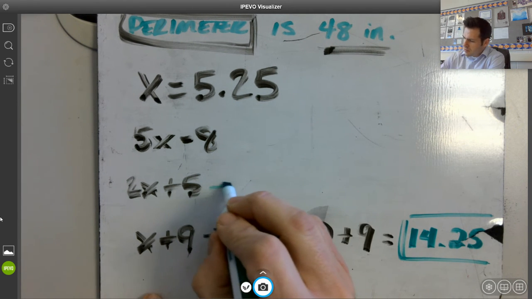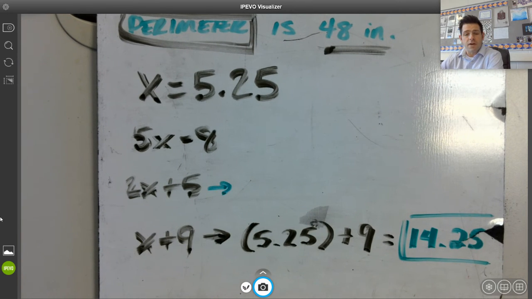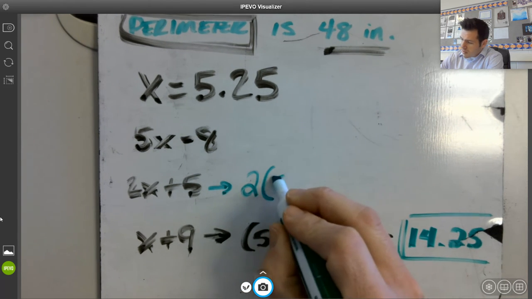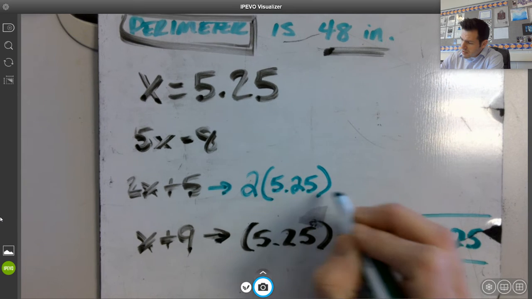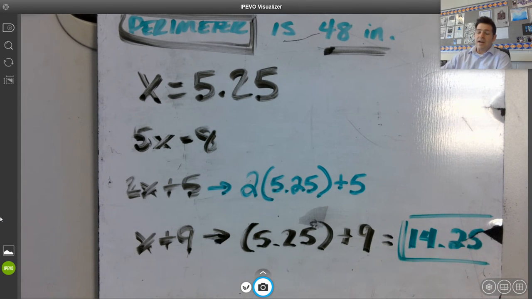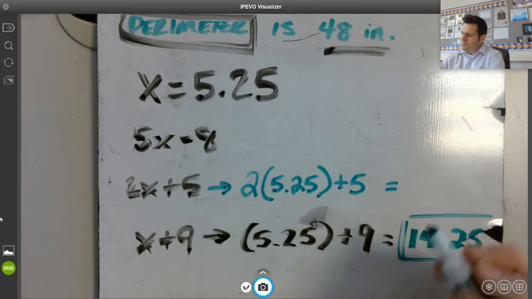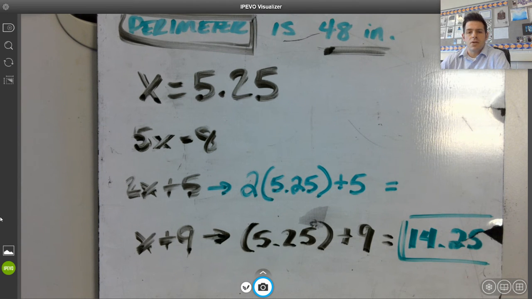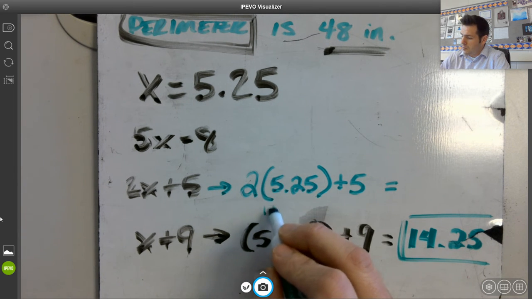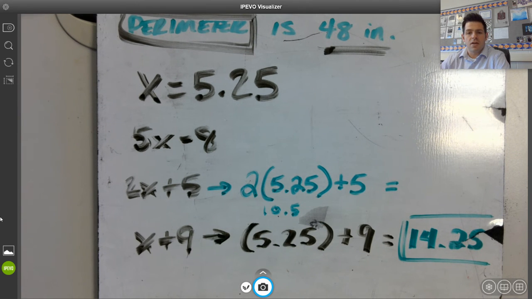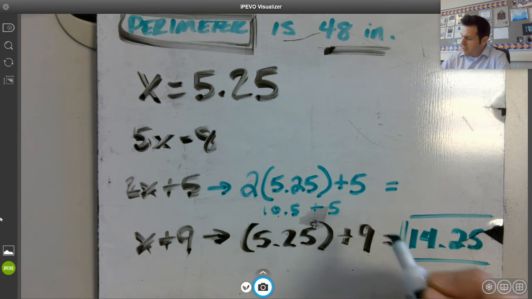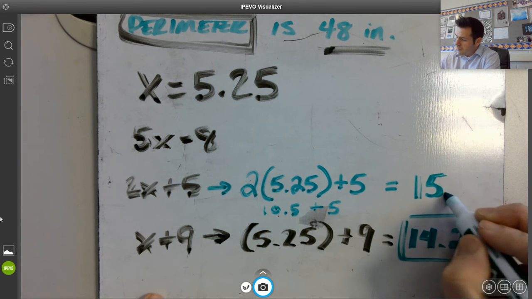Next up, I'll go ahead and plug in 5.25, our value for x, for the side length that was 2x plus 5. There's a 2. I'm going to take that 5.25 and plug it in, use parentheses. I have 2, I got to follow the order of operations here, 2 times 5.25 plus 5. We do the multiplication first. And again, maybe you need to do this in your calculator. 2 times 5.25 would be 10.5. 10.5 plus 5 would be 15.5.